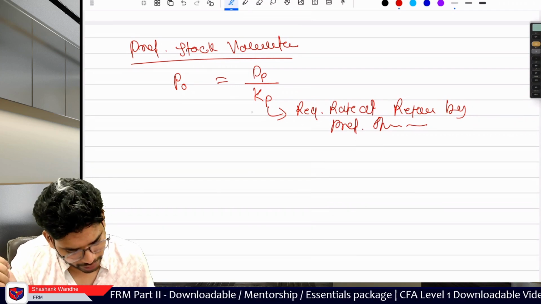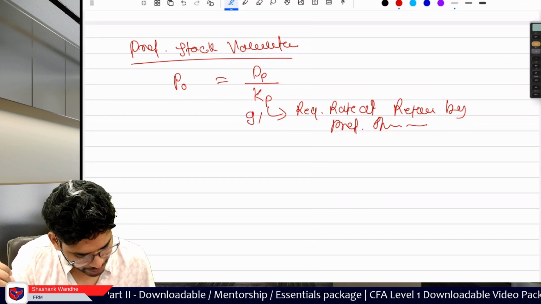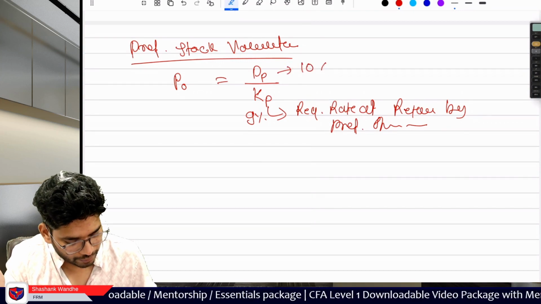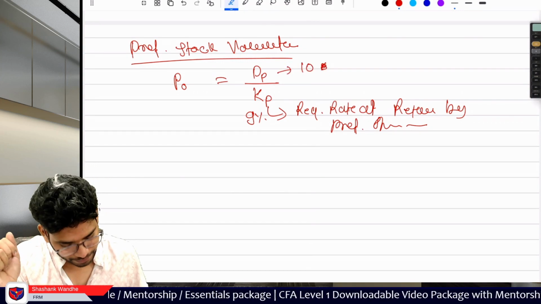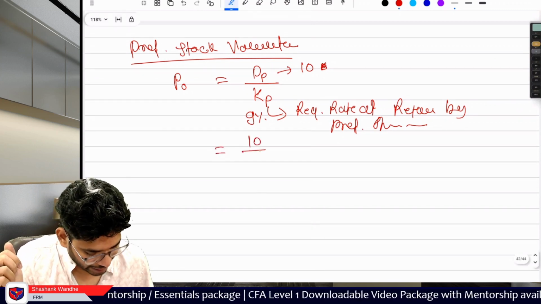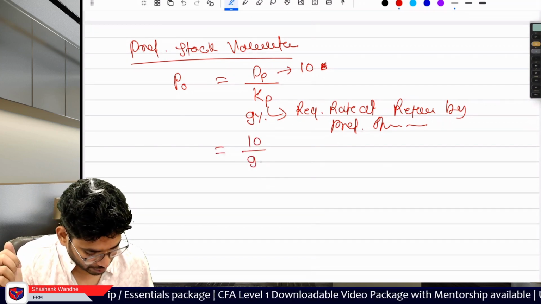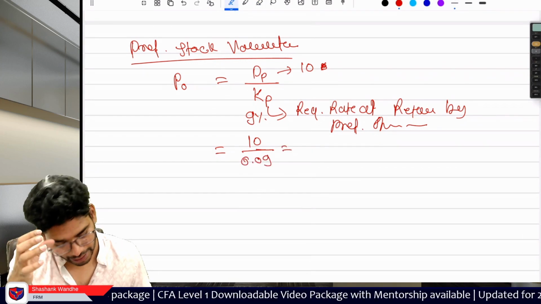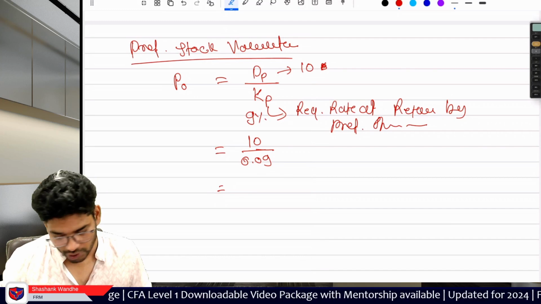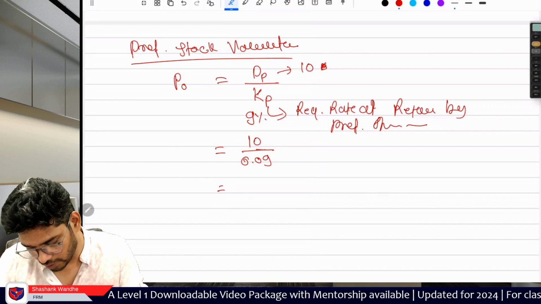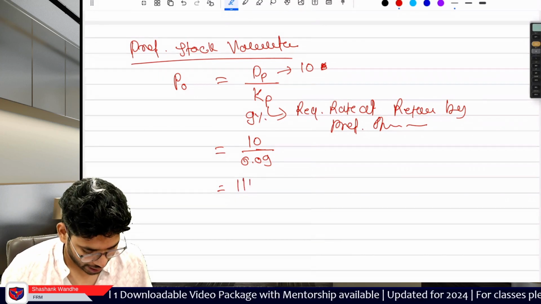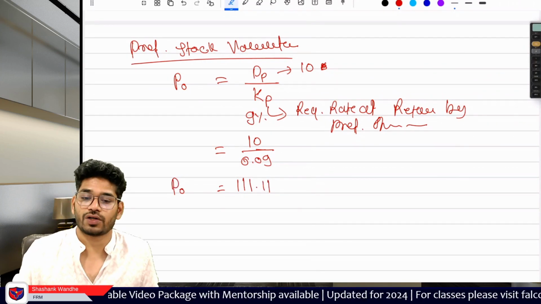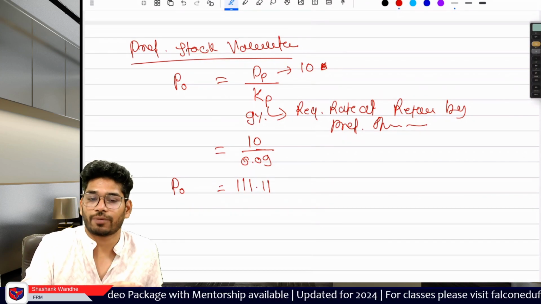So let's say the required rate of return is 9% and the dividend paid by the company is $10. So here, 10 divided by 9%. Remember, you have to use 9% directly, or simply like this, and then you will get the share price. So 10 divided by 0.09. If you solve this, the answer is 111.11. So the value of the preferred stock is 111.11.